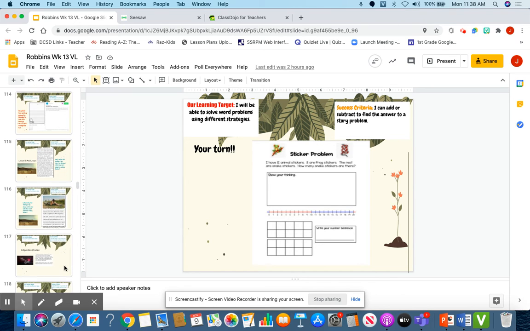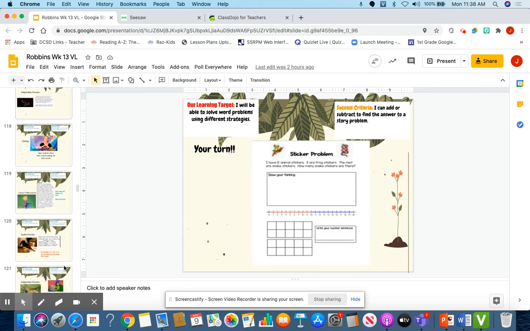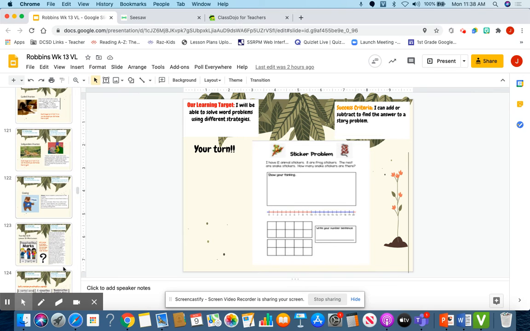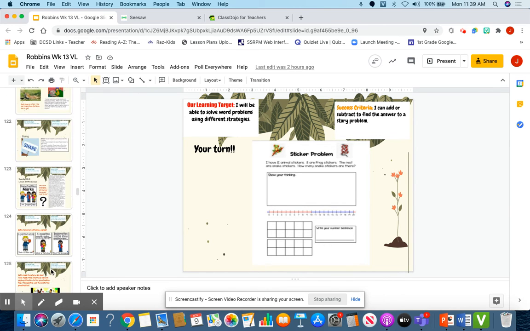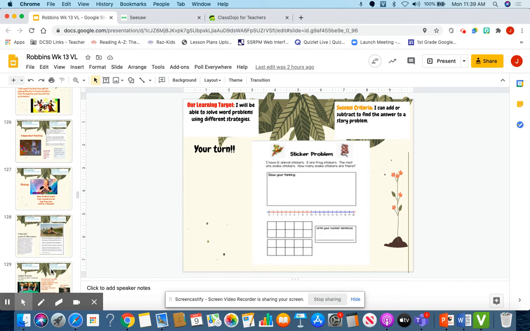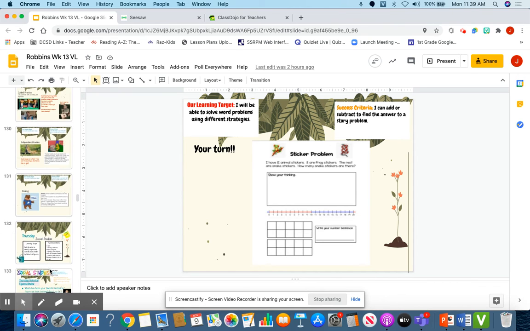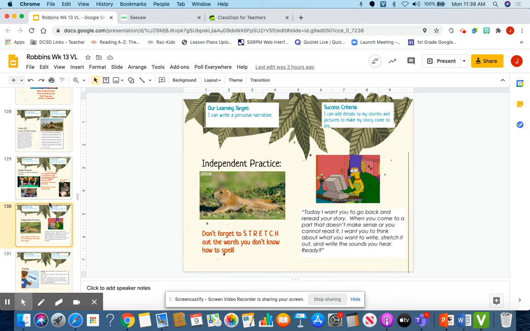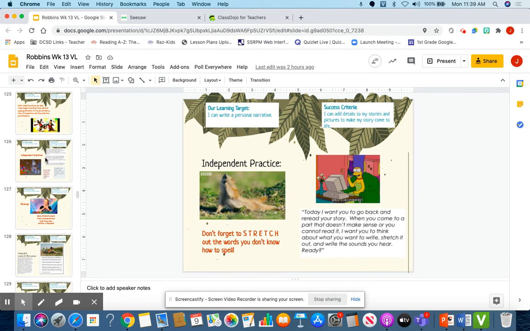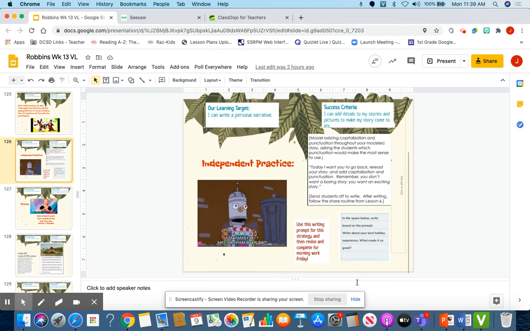In writing on Thursday, the students are going to be asked to complete a writing prompt. Let me find that. And here it is. The writing prompt will be: In the space below, write based on the prompt. Write about your best holiday experience and what made it so great.